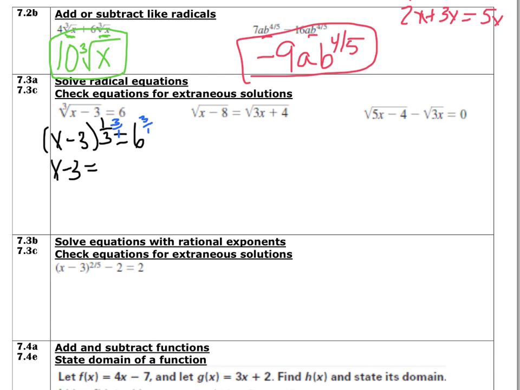And if you do 6 cubed in your calculator, you're going to get 216. Now all you have to do is add 3 to both sides to finish. And your final answer here is x equals 219. So now you do want to check this and see if it works. If you put 219 in for x, 219 minus 3 would be 216. The cube root of 216 would be 6, so it's fine, and we did double check that the solution is not extraneous.